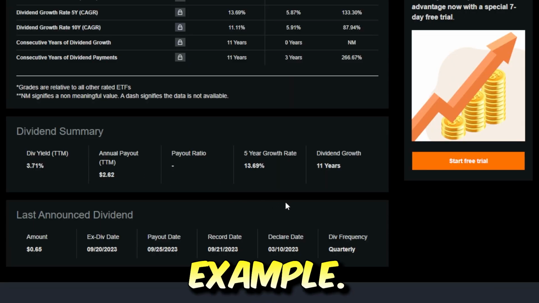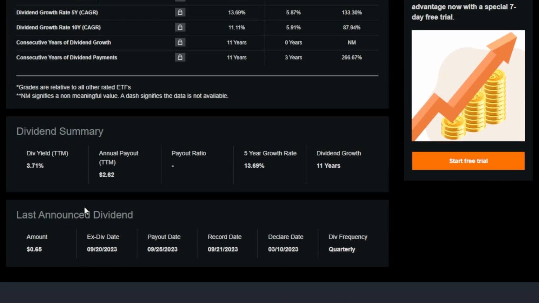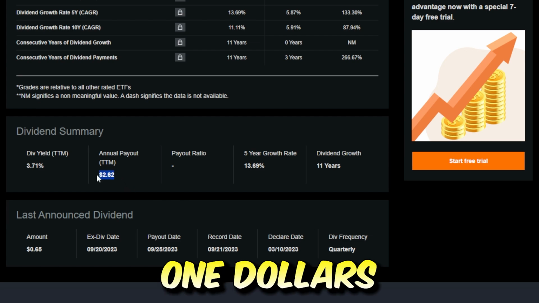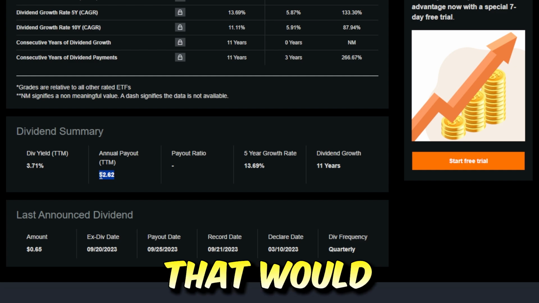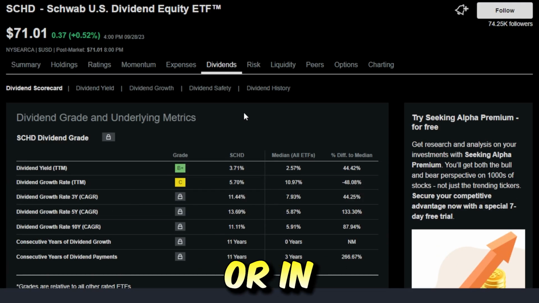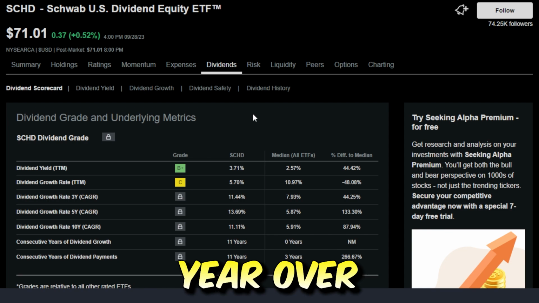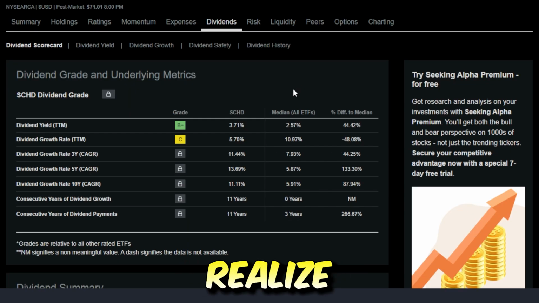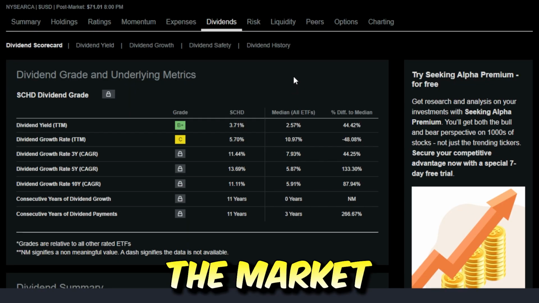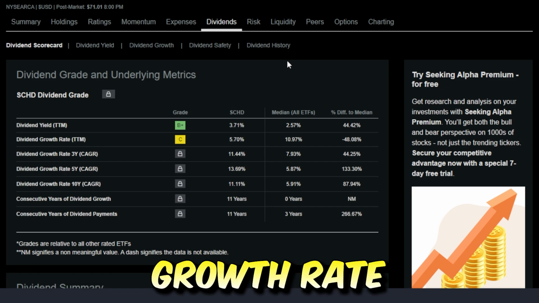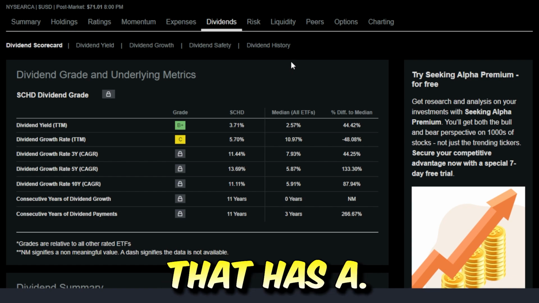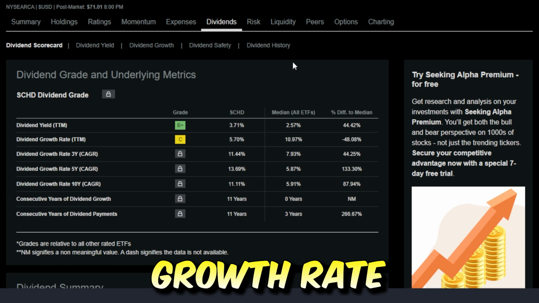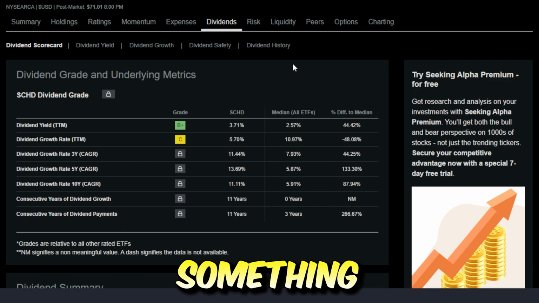So let me give you a quick example. If SCHD, for example, paid out $1 in dividends last year, and this year, let's say it paid out $2 in dividends, that would be a 100% growth rate. Or in simple terms, your dividend would be doubled year over year. Now, over time, you're going to realize that a lot of different stocks across the market, as well as ETFs, have a dividend growth rate of somewhere around maybe 1, 2, 3, maybe 4 or 5%. And I would say personally, a good rule of thumb is anything that has a long-term dividend growth rate north of 5% is definitely something that should get your attention.